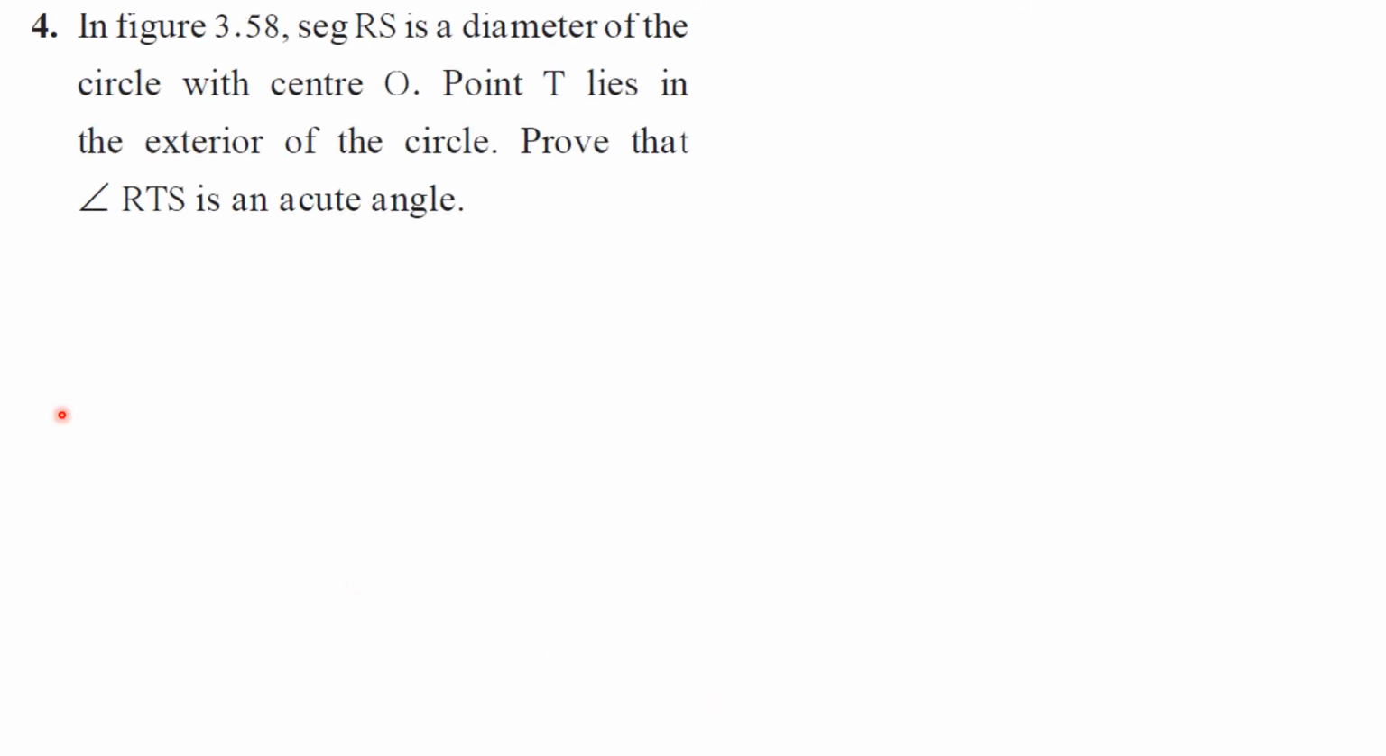Now next example. In this figure, segment RS is a diameter of the circle with center O. Point T lies in the exterior part of the circle. Prove that angle RTS is an acute angle.